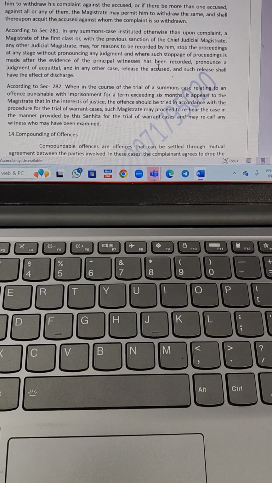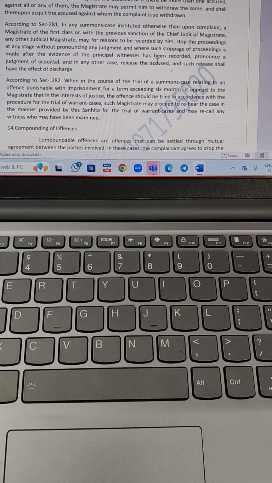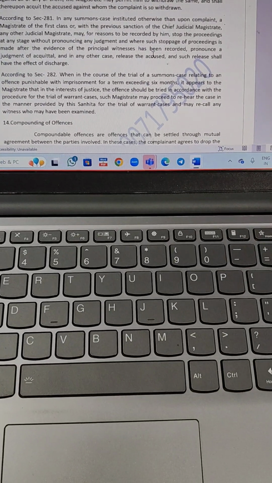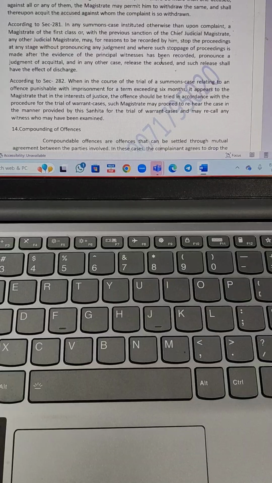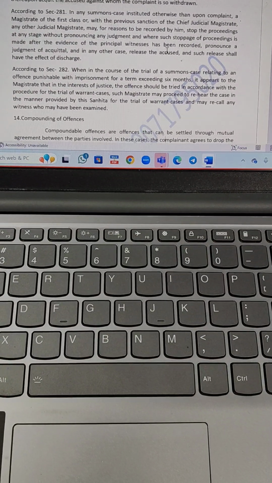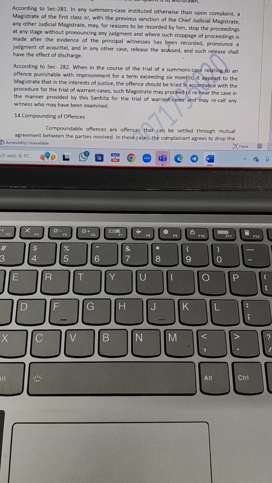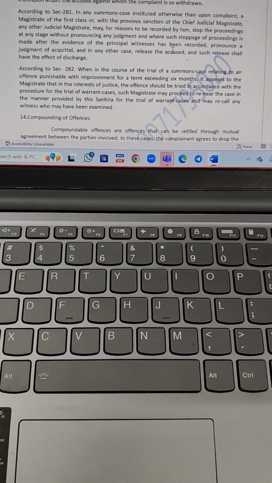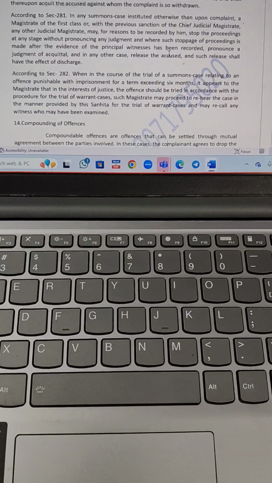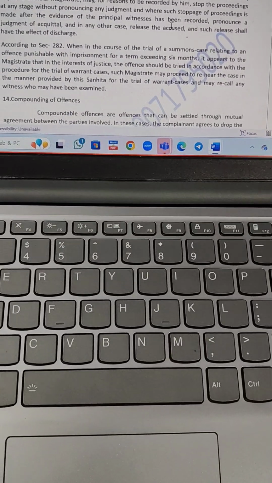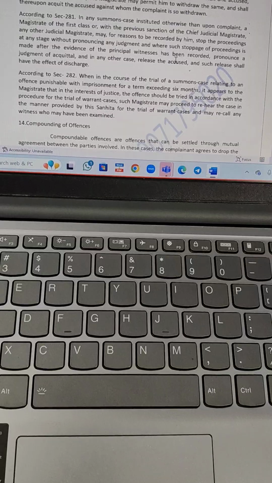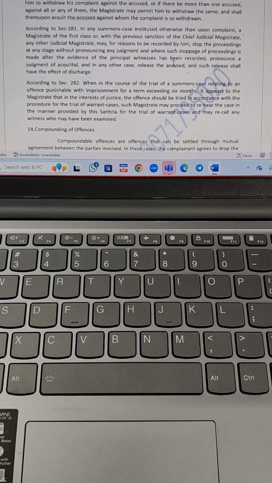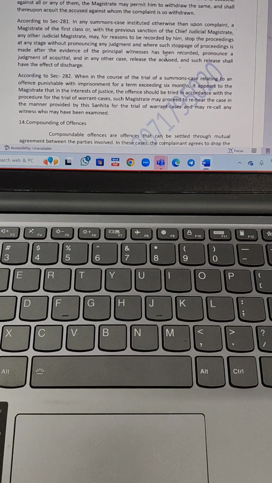Yeah. Now, according to section 281, in any summons case instituted otherwise than on complaint. Otherwise than on complaint means on FIR. Okay. A magistrate of the first class, or with the previous sanction of the CJM, that is the Chief Judicial Magistrate, or any other judicial magistrate, for reasons to be recorded by him, may stop the proceedings at any stage after the evidence of the principal witness has been recorded and pronounce a judgment of acquittal, or, as the case may be, release the accused, and such release shall have the effect of discharge.